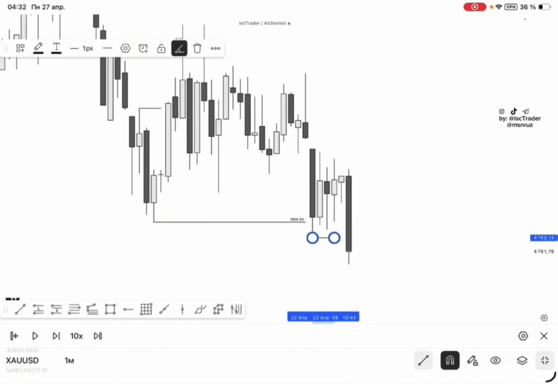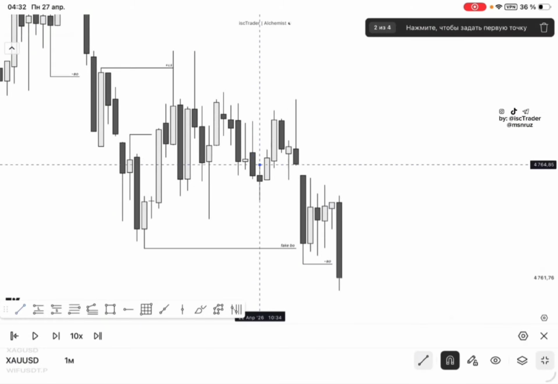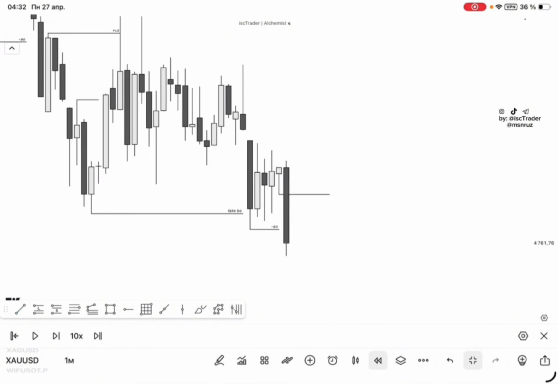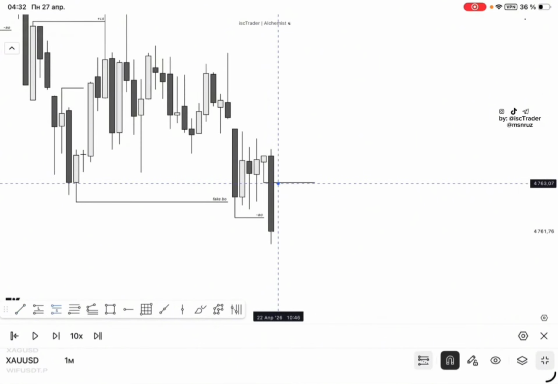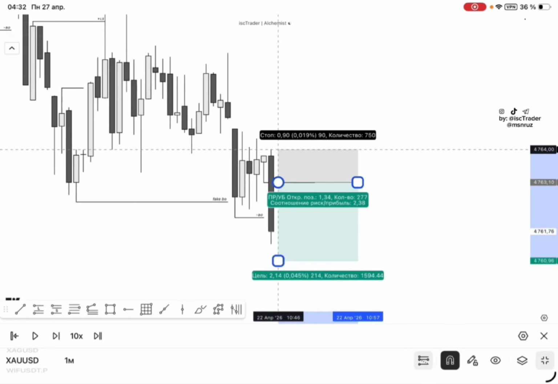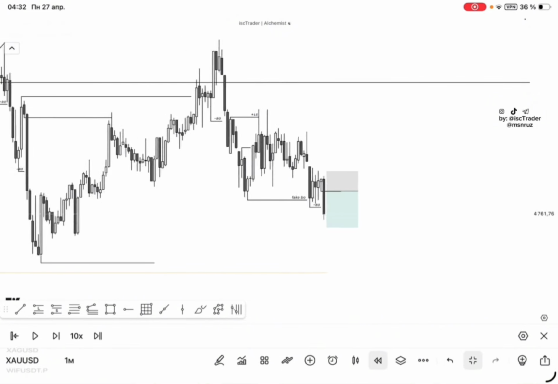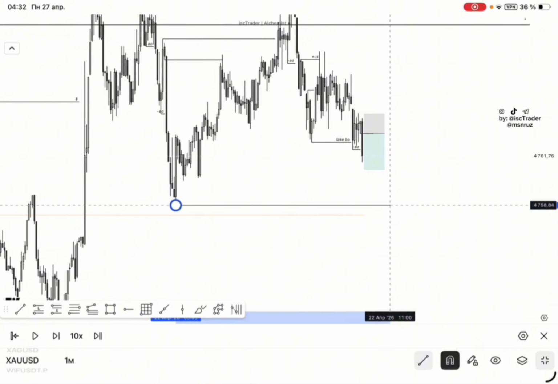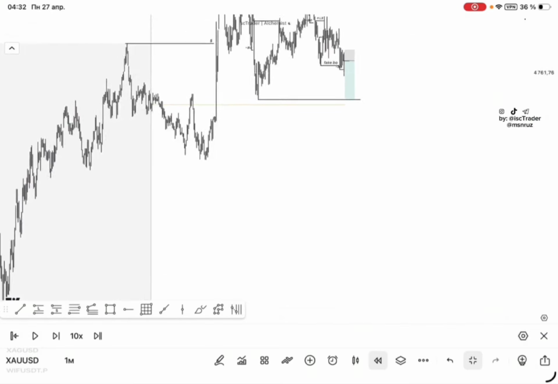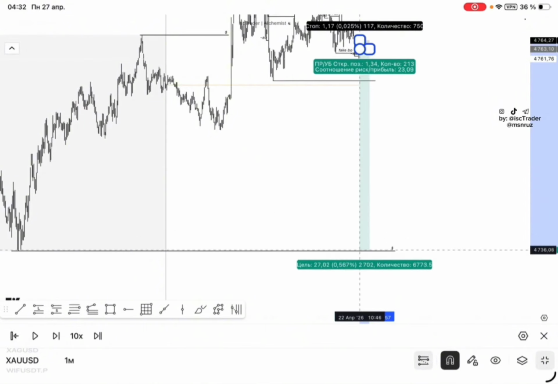All right. Breakout. And we have a key level, a valid order block. And here we enter a trade. Stop loss, valid high. First take profit, external liquidity. And we hit full take profit at the Asian session low.